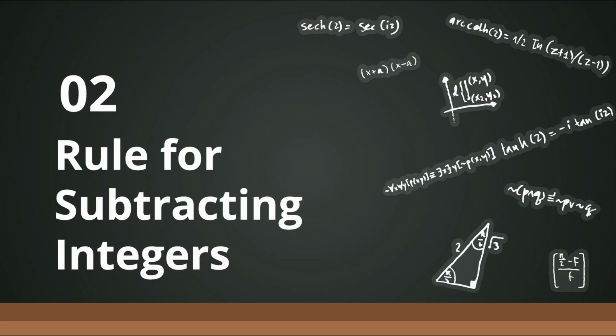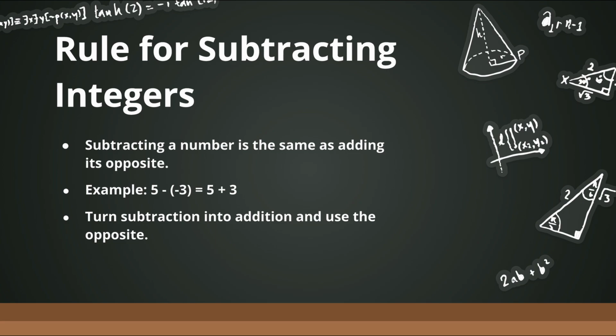Okay, the rule for subtracting integers. The main rule for subtracting integers is pretty simple. Subtracting a number is the same as adding its opposite. So let's break that down. For example, if you have positive 5 minus -3, that will be the same as 5 plus 3, because you add the opposite of -3, which is 3. This makes subtraction much easier because you only need to focus on addition. We'll practice this in a bit, but first, let's talk about why this rule works.